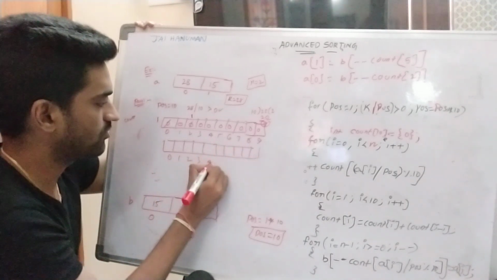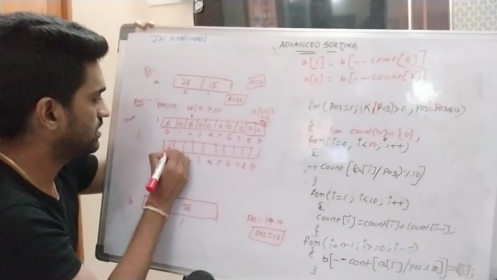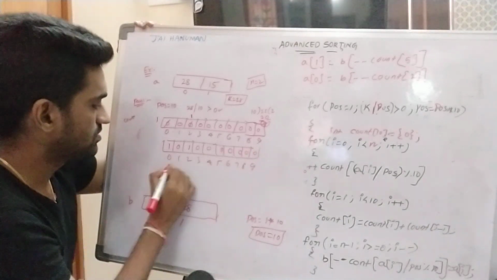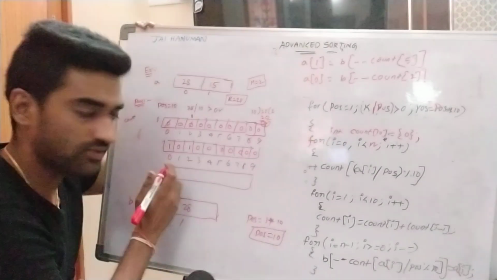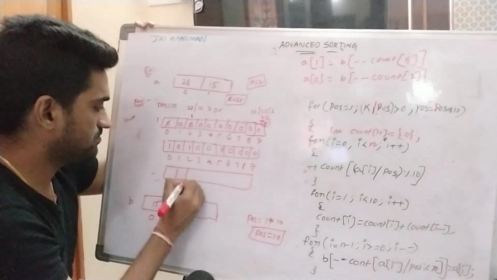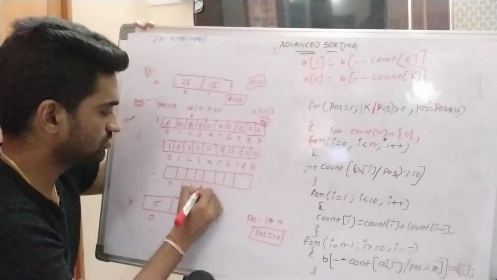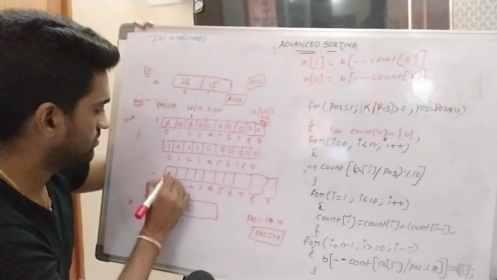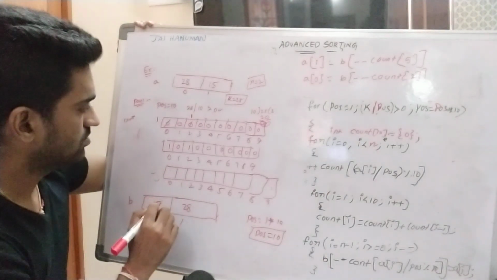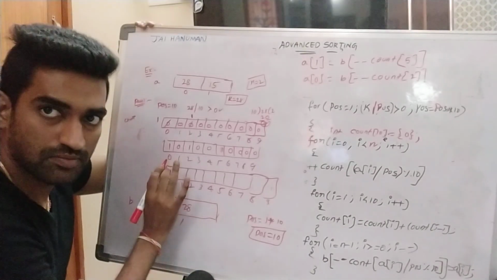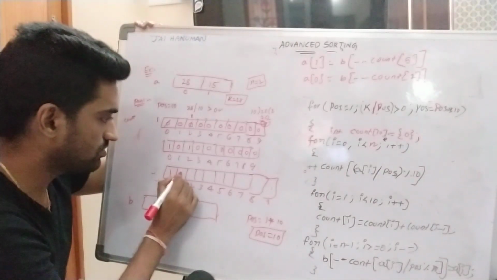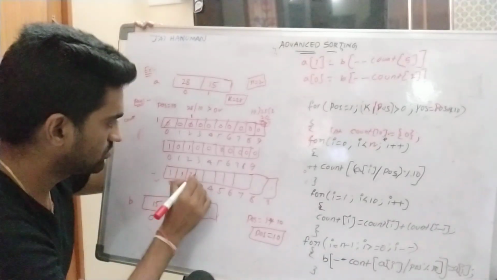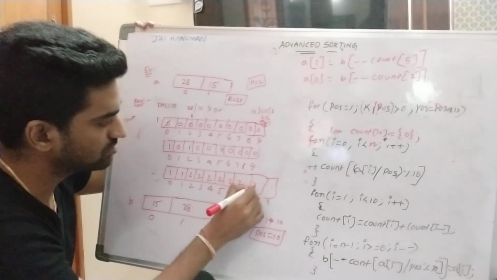0, 1, 2, 3, 4, 5, 6, 7, 8, 9. So 1, 0, 1, 0, 0, 0, 0, 0, 0. So we can update the total elements in the count array by adding the previous values. The initial value is the same. So now update from the 1st to the 9th position. Right? So 1 plus 0 is 1, 1 plus 1 is 2, then 2, 2, 2, 2, 2, 2, 2.